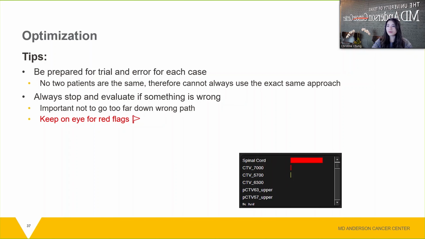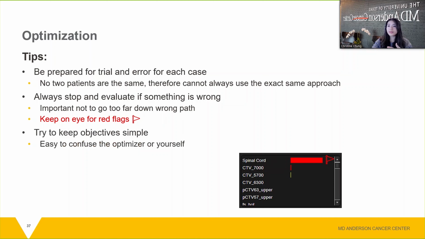Keep an eye out for red flags, like this one. If you see that the optimizer is really working hard on something, that could be a typo, it could be a wrong contour, it could be anything. Just investigate and see what's going on. Don't just keep going with it. And also, try to keep objectives simple. It's surprisingly easy to confuse yourself and the optimizer, and you don't want either to be confused on the objective of the plan.